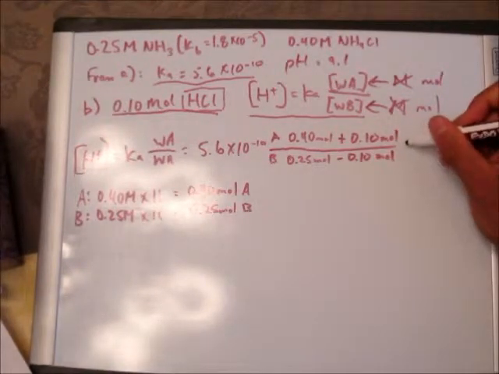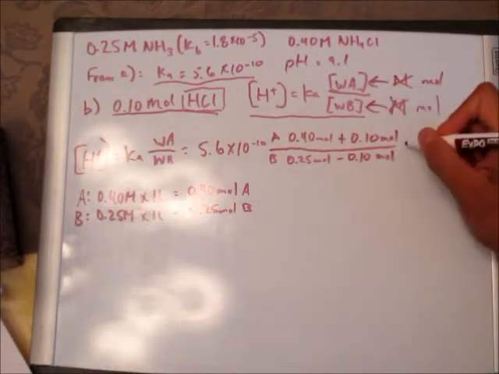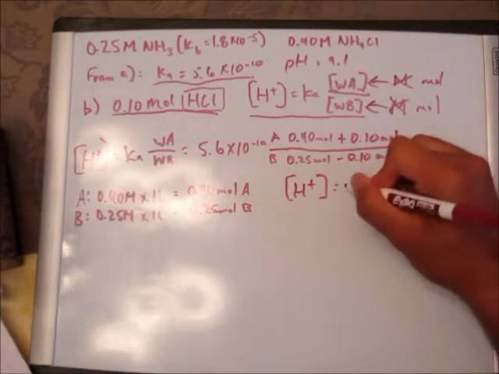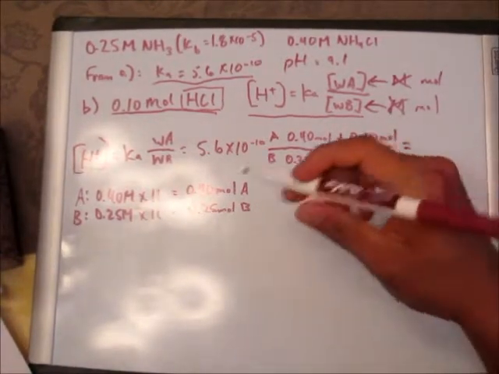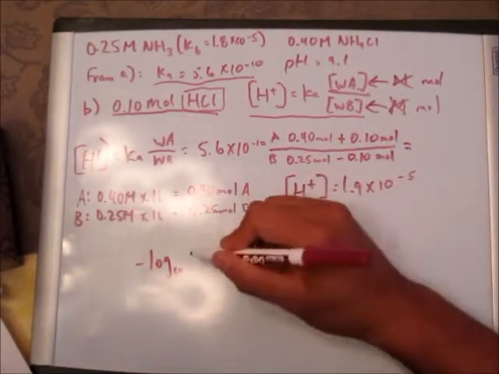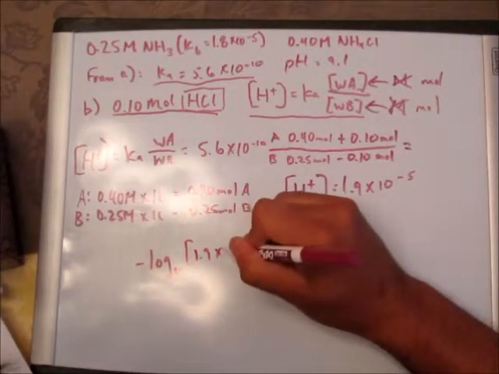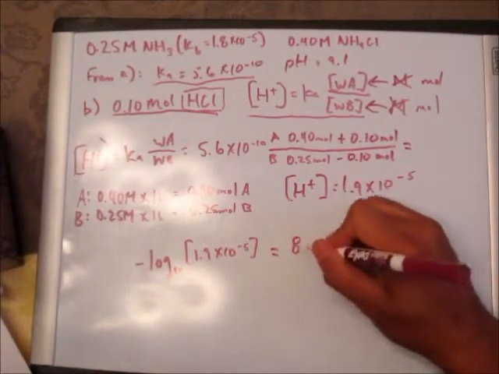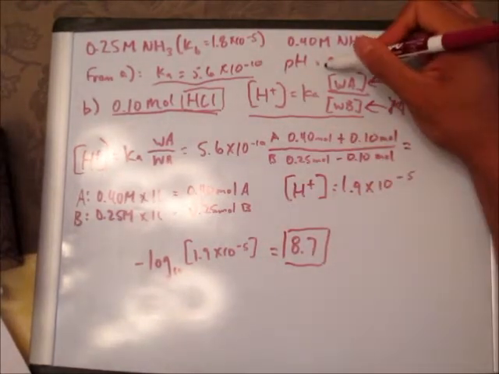we get the H plus concentration, which is equal to 1.9 times 10 to the negative 5. Now, once again, we have the H plus, so we plug it into the pH equation, which is negative log base 10 of H plus. We plug and chug into the calculator, and we get a pH of 8.7, which makes sense because the initial pH of the buffer solution is 9.1, and after the addition of the acid, we get a lower pH.